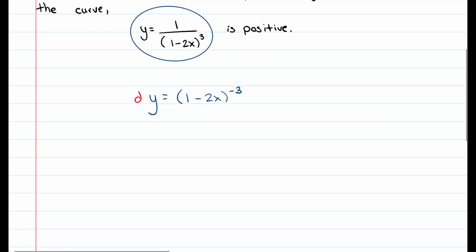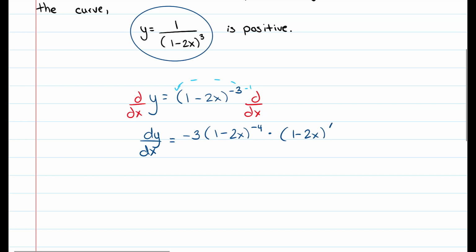So I take the derivative of both sides with respect to x, and I get dy dx is equal to, so this negative 3 is going to come down to the front, and I'm going to subtract 1. So I get negative 3, 1 minus 2x to the negative 4 times the derivative of that inside function. So I get negative 3, 1 minus 2x to the negative 4th times negative 2.